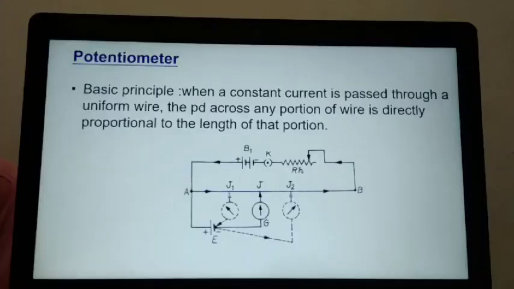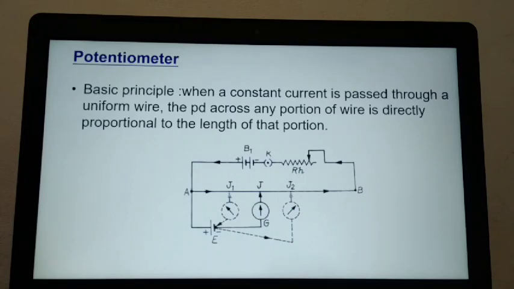because it is based on the principle that potential developed across a particular part of a conductor is directly proportional to the length of that conducting part, since a steady current is flowing through. That means the same current is flowing through each part, then potential developed across a particular part is directly proportional to its length, which means as the length increases, potential developed across also increases. See, the basic principle of a potentiometer is when a constant current is passed through a uniform wire, meaning the cross-sectional area remains the same, the potential difference across any portion of the wire is directly proportional to the length of that portion.